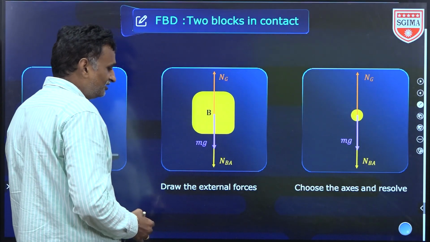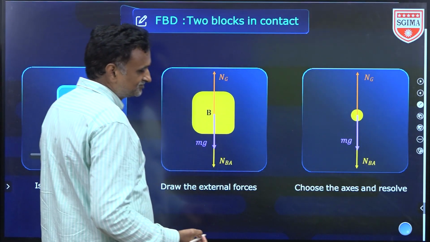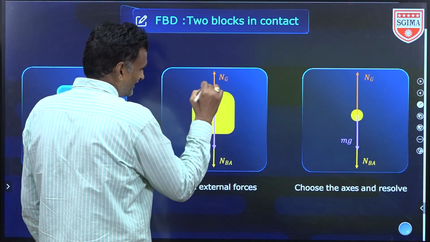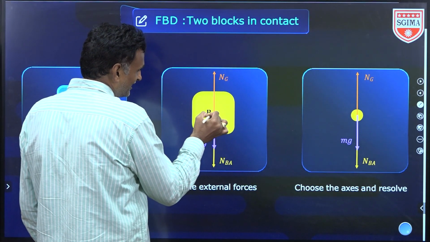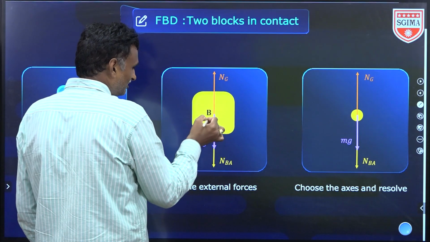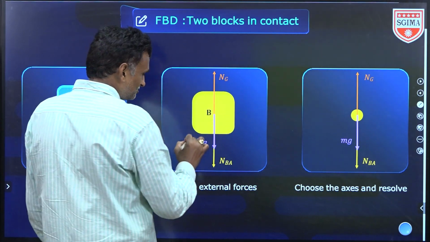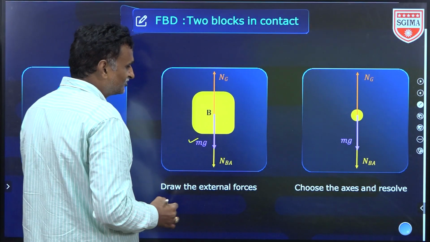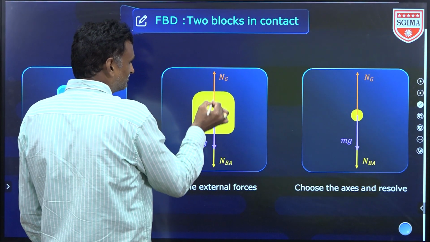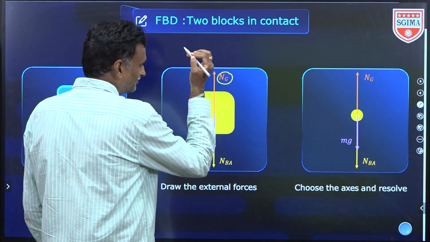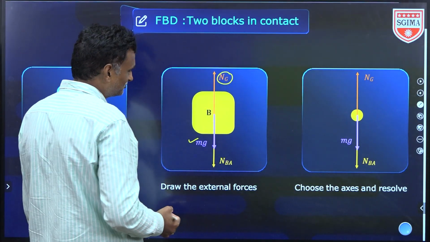So with the help of that, next to draw the external forces. What are the forces going to act? Let us see. This is block B. On the block B, downward force will be what? mg. So this is no problem, we just discussed. Next, one more force will act upward, that is what? Normal due to ground. Okay, this is no problem.